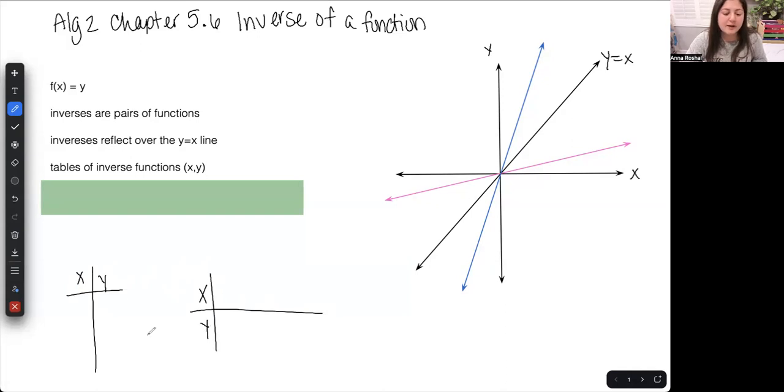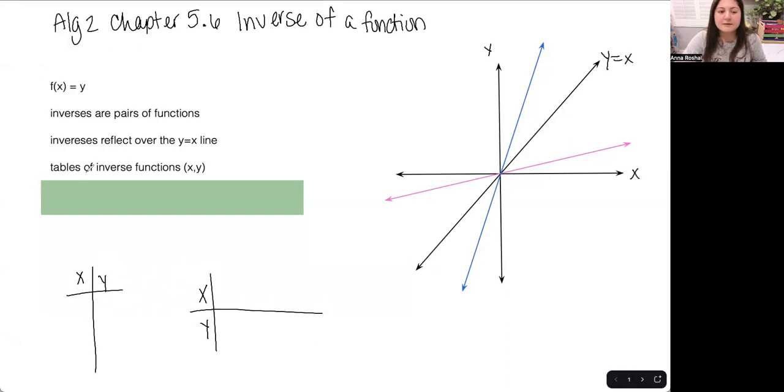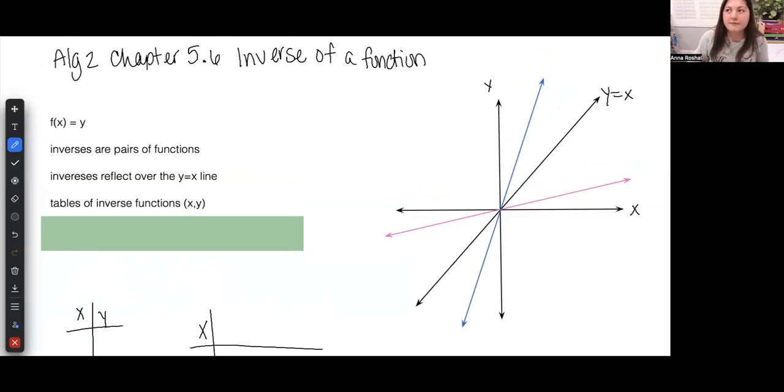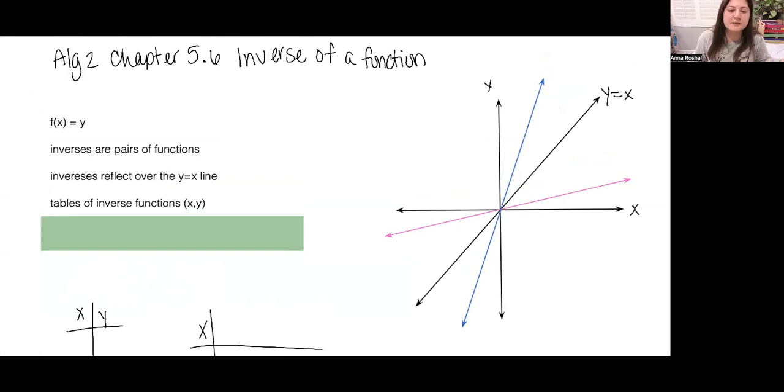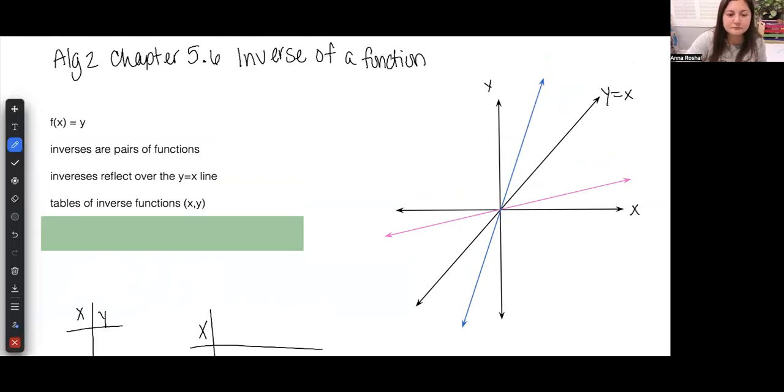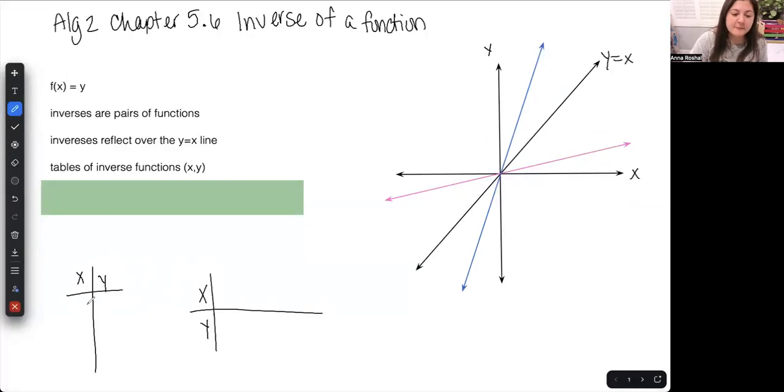Sometimes instead of y, they'll have f of x. Instead of that, they'll have f of -1, with the -1 on the top, or sometimes it'll be g of x. It'll look a little different, but for the most part, they're both the same.